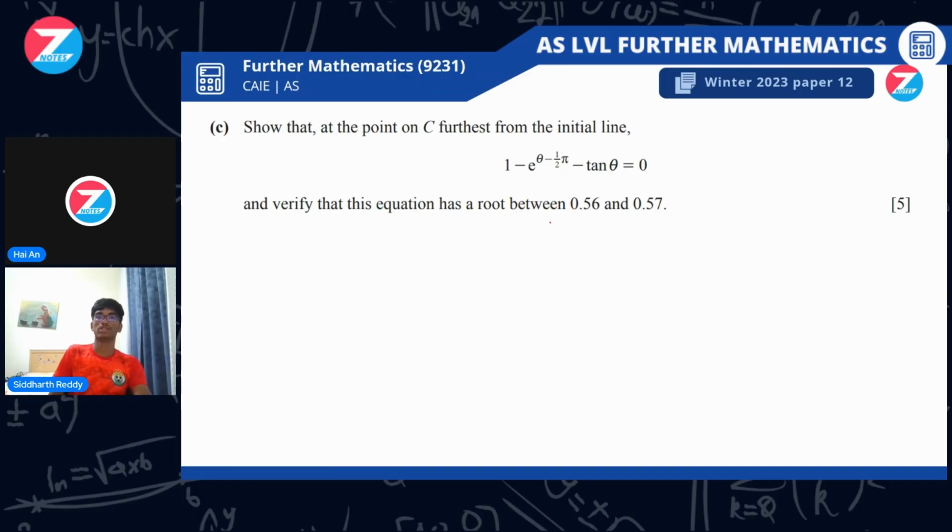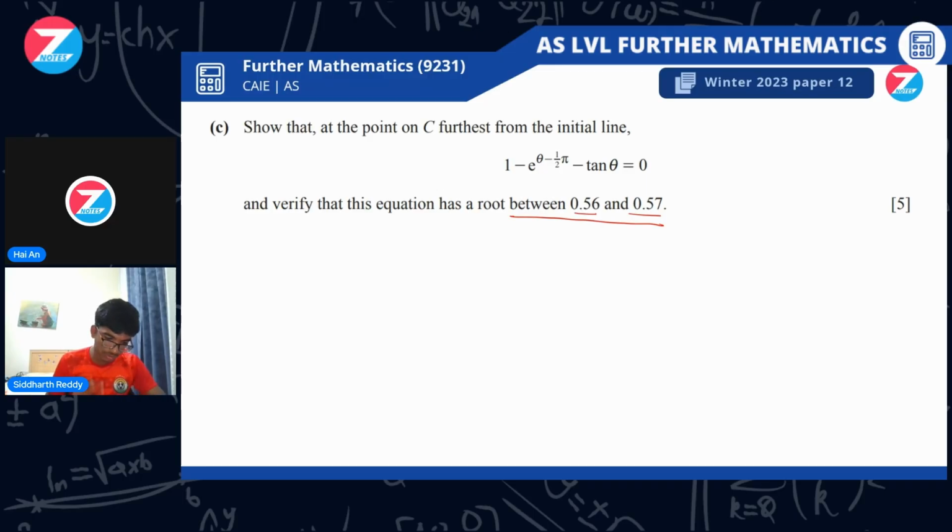And verify that this equation has a root between 0.56 and 0.57. So to verify that an equation has a root between two values, you just substitute these two values into the equation and show that there's a sign change. So for example, when we substitute 0.56, what do we get? 1 minus e to the 0.56 minus pi by 2, minus tan of 0.56. Make sure you're in radians.